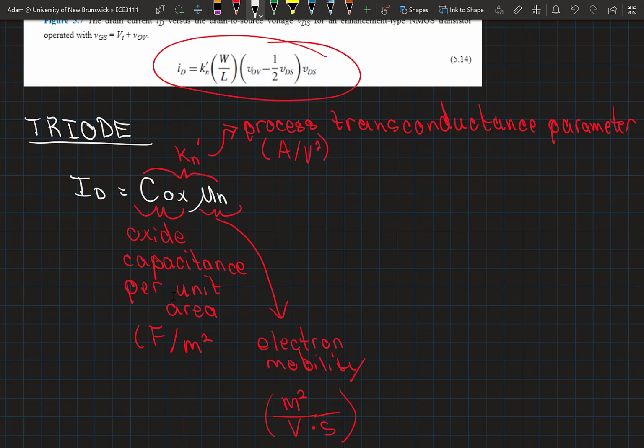Okay, so that is multiplied by the aspect ratio of our transistor, and it is just exactly how it looks. It's a function of the width of the channel and the length of the channel of the MOSFET, and that times our overdrive voltage minus the drain to source voltage, or half of the drain to source voltage.